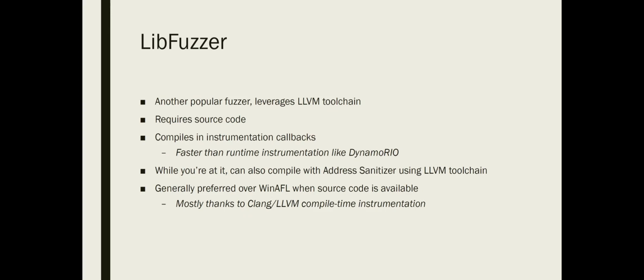libFuzzer is another popular fuzzer that leverages the LLVM toolchain. libFuzzer is the fuzzer that you'll use if you have source code for the most part, because it requires source code and it compiles in instrumentation instead of doing it at runtime like DynamoRIO. You can also compile your target with AddressSanitizer and things like that to assist with catching crashes. And this approach is mostly preferred over other fuzzers when source code is available.